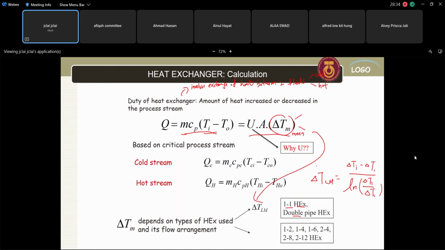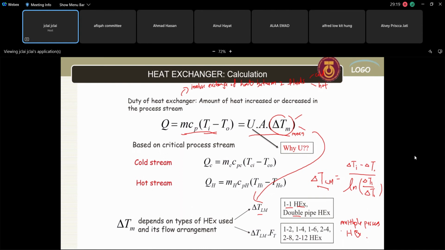Actually you have learned this in convection. So for a heat exchanger, you must use delta T log mean. Just that for a 1-1 type and double pipe heat exchanger, you don't need to do any correction, so you can use delta T log mean directly. But for multiple pass heat exchangers, meaning non-1-1 and non-double pipe heat exchangers, like for example 1-2, 1-4, 2-4, 2-8, 2-12, right?